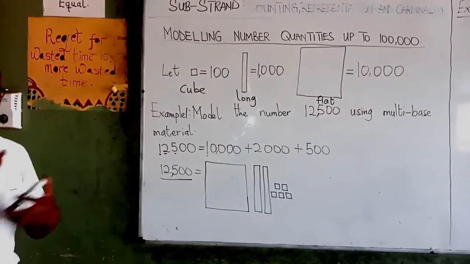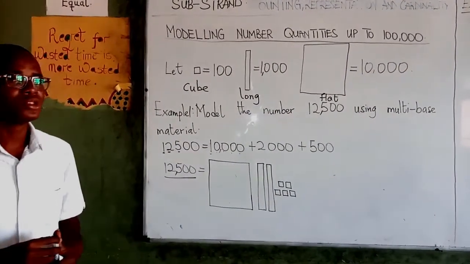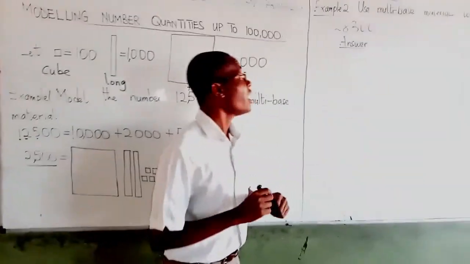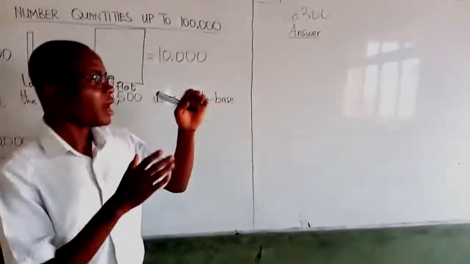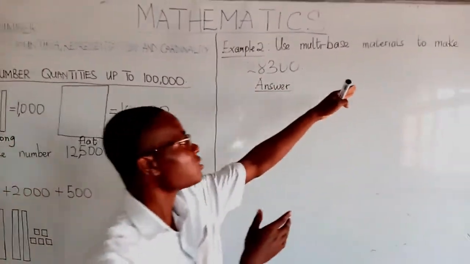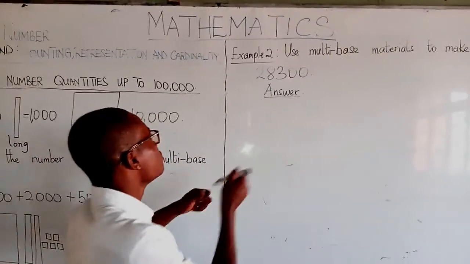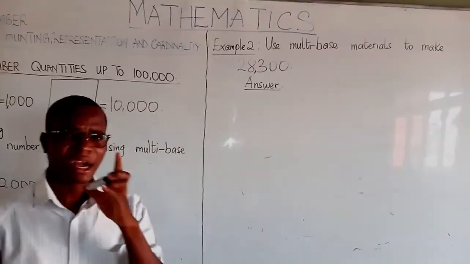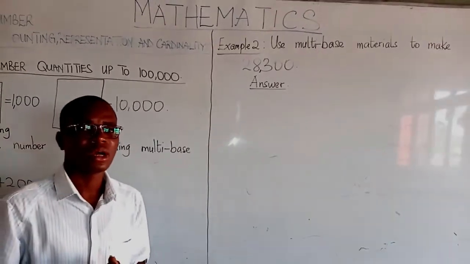Now, in order to simplify the whole thing, I would encourage you to follow me, and let's do the second example here. In the second example, I'm going to use multi-base materials to make 28,300. Now with this, I would rather encourage you to pause the video, then try to do it yourself. When you are done, you continue.